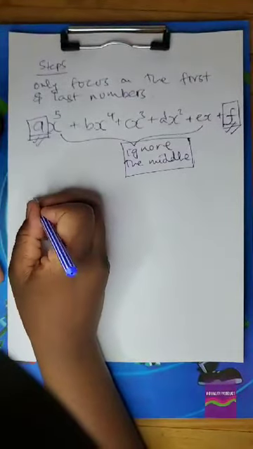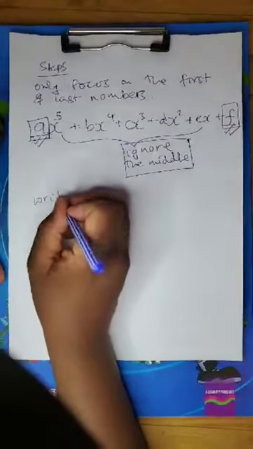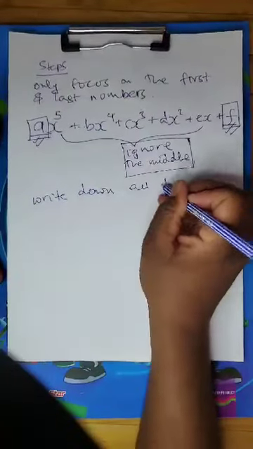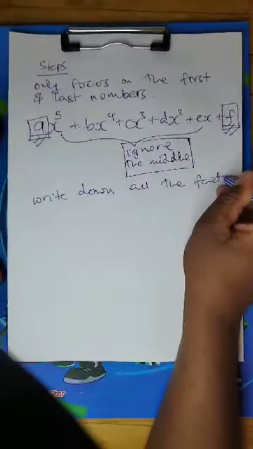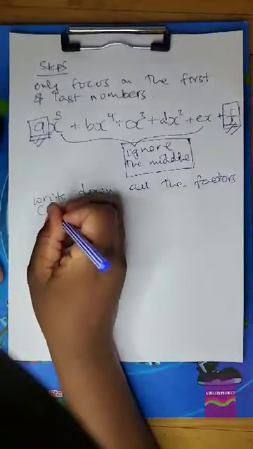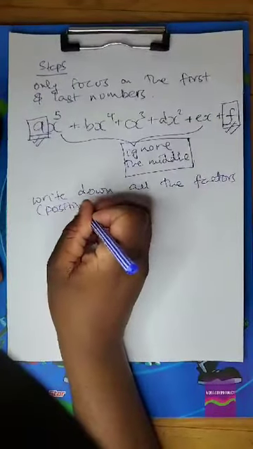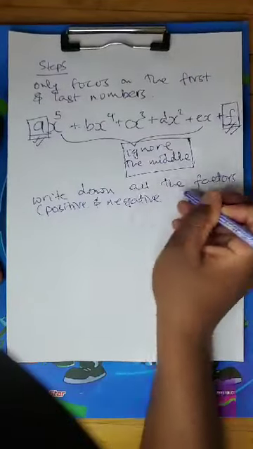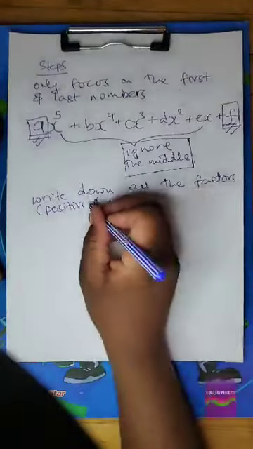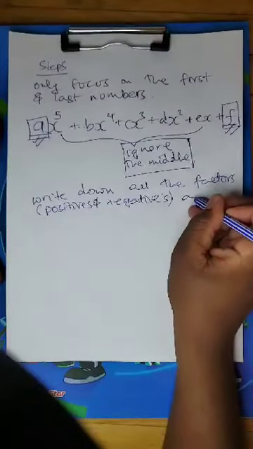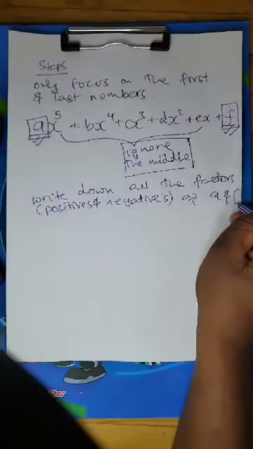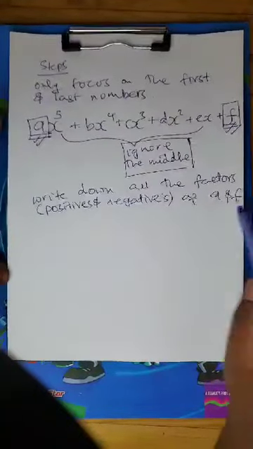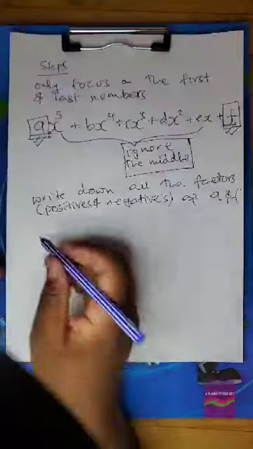Next, write down all the factors in brackets, positive and negative, of A and F. Write down all the factors, positives and negatives of A and F.